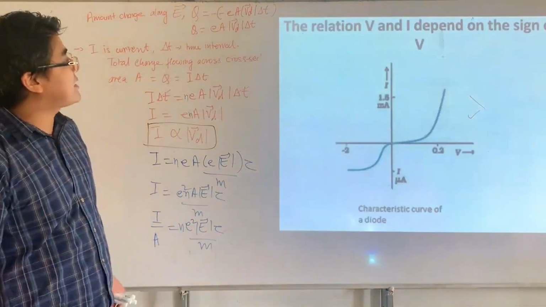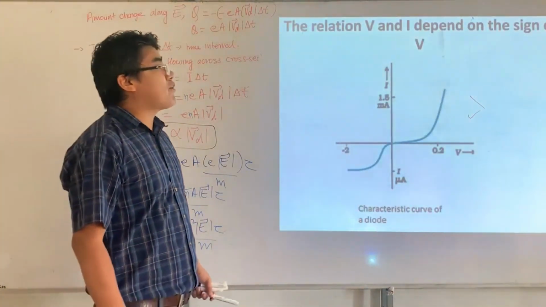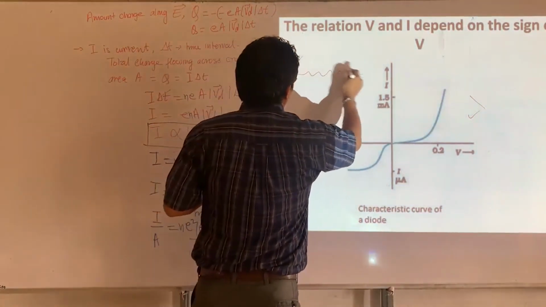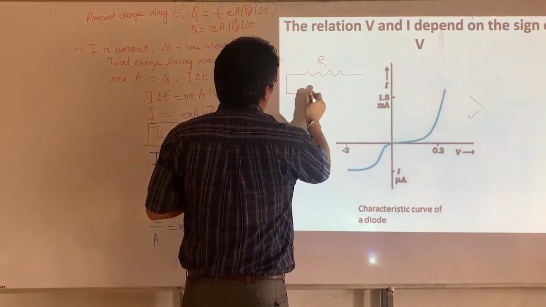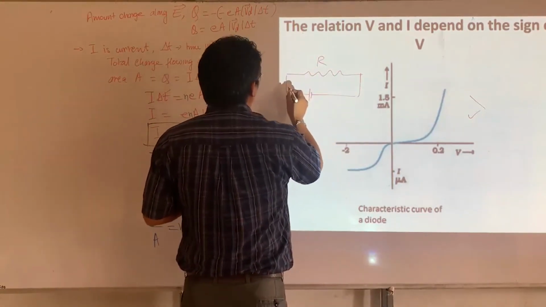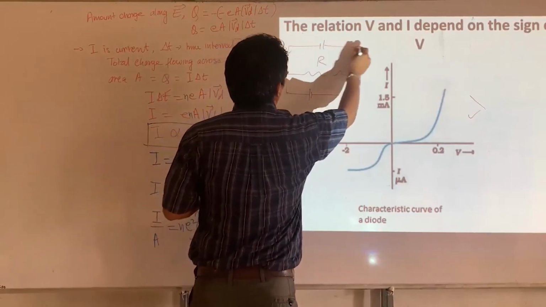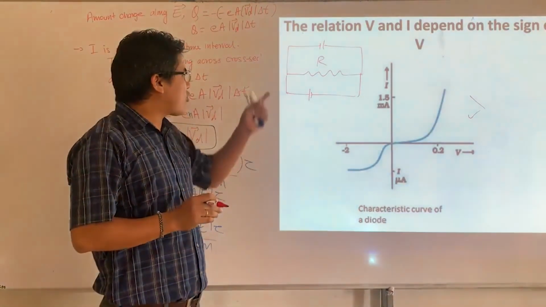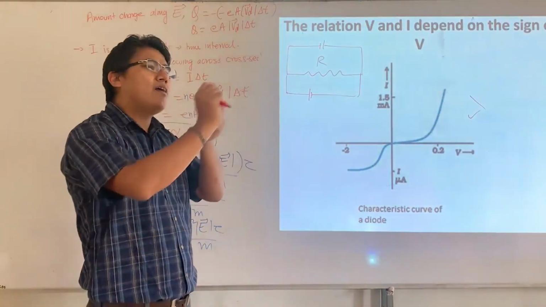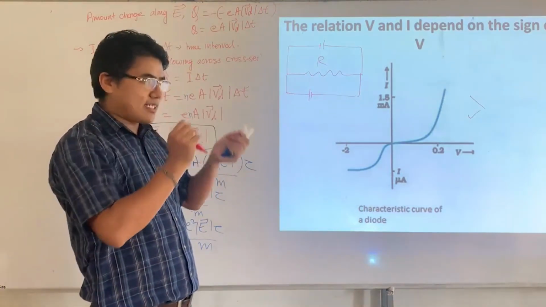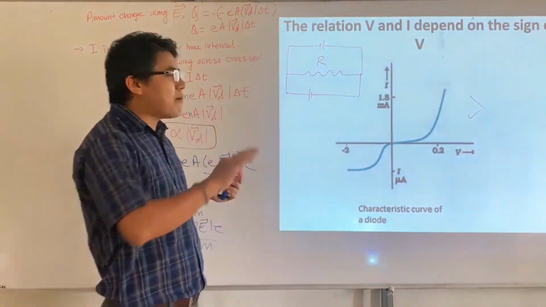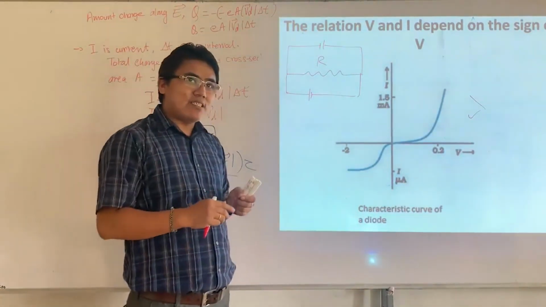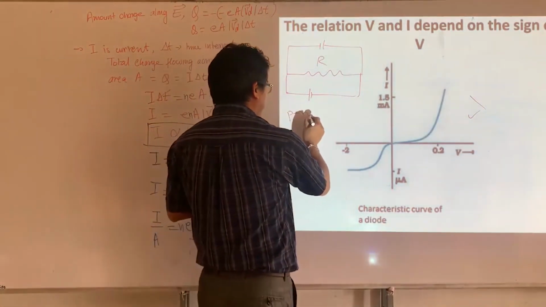Second limitation is that the relationship between V and I depends on the sign. When you talk about Ohm's law, this is a resistance. Whether I apply a voltage across this way or the other way, it doesn't make any difference. Current across the resistance doesn't change by changing the sign of the potential difference. However, for some electrical components it is going to change, especially in the case of a PN junction diode.